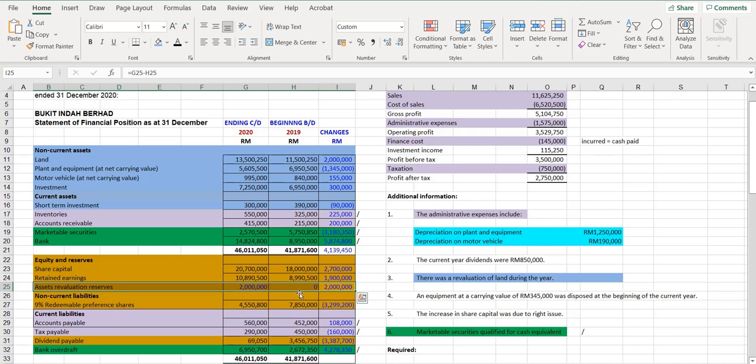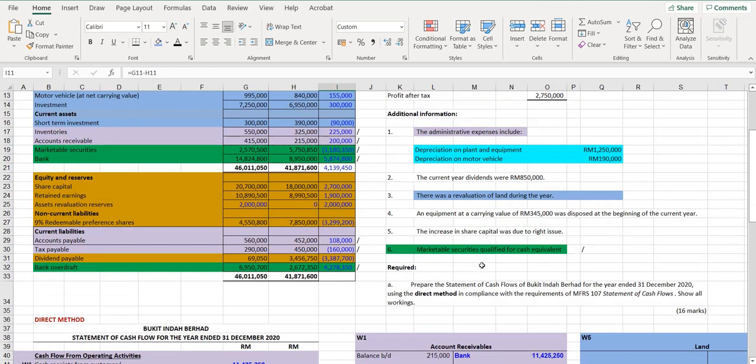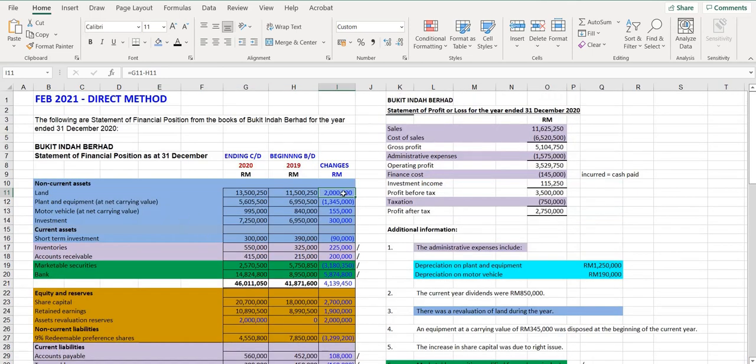Beginning balance was 0, at the end of the year was 2 million. So this was exactly the same difference, the same amount, 2 million here and 2 million here. It means that the change in land is not due to any cash spent for acquisition, but was exclusively due to the revaluation of land. So therefore, for land, it does not involve any cash inflow or cash outflow.